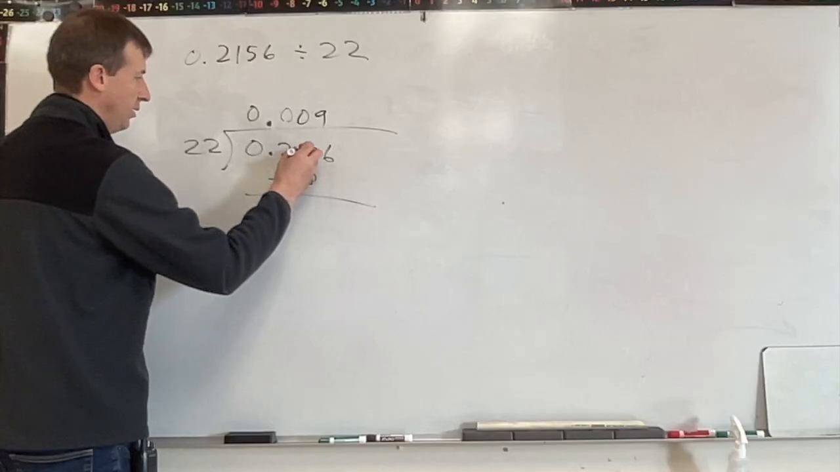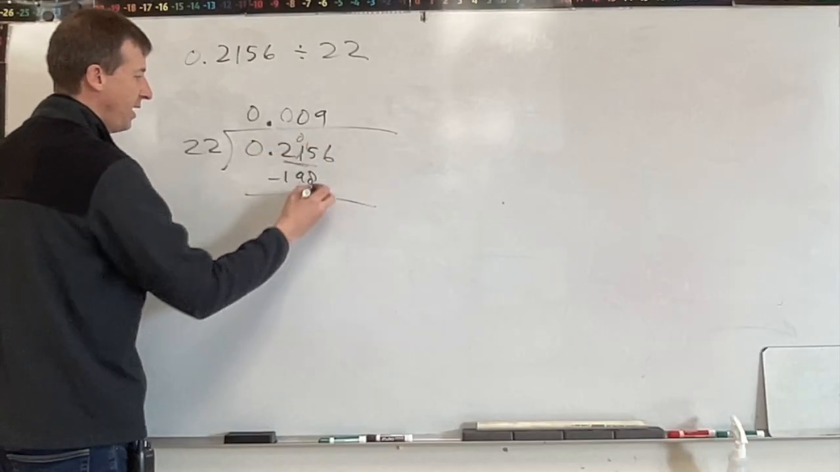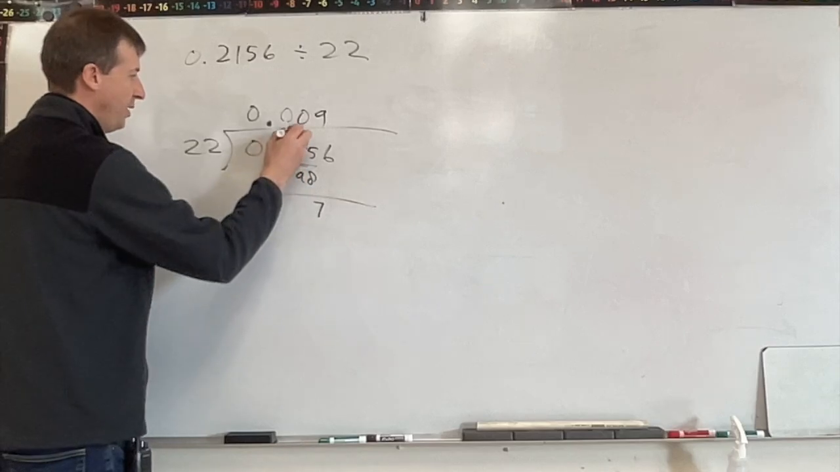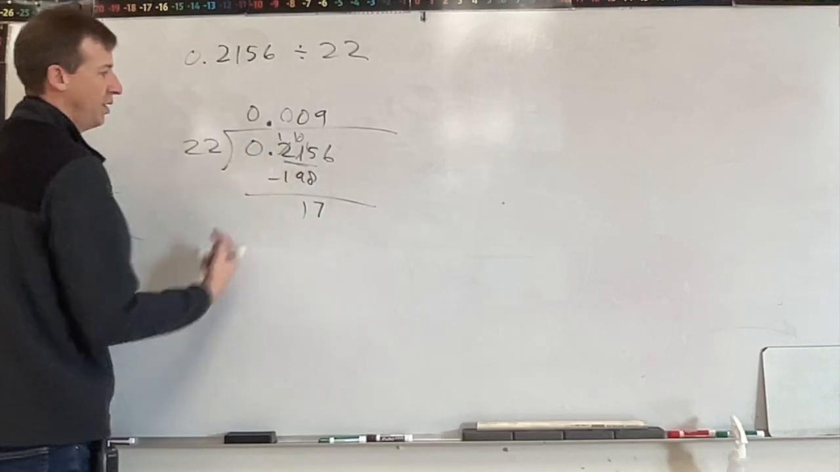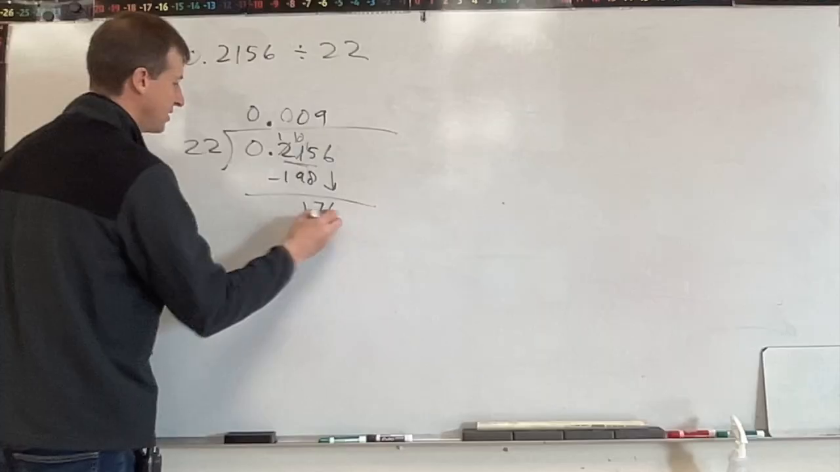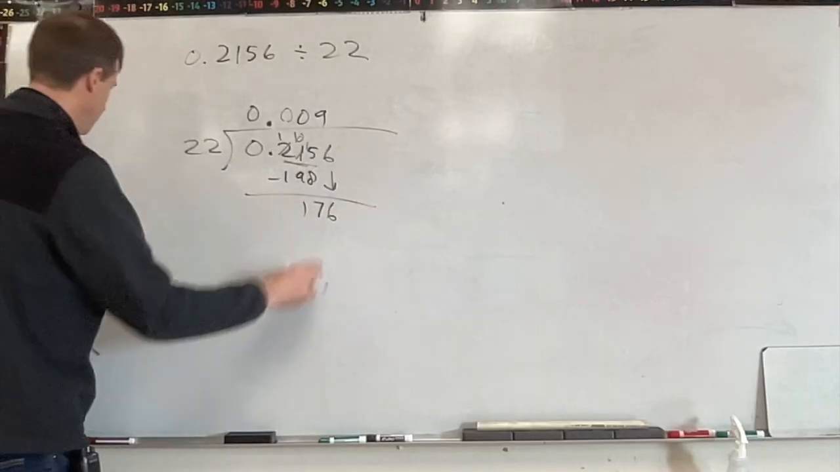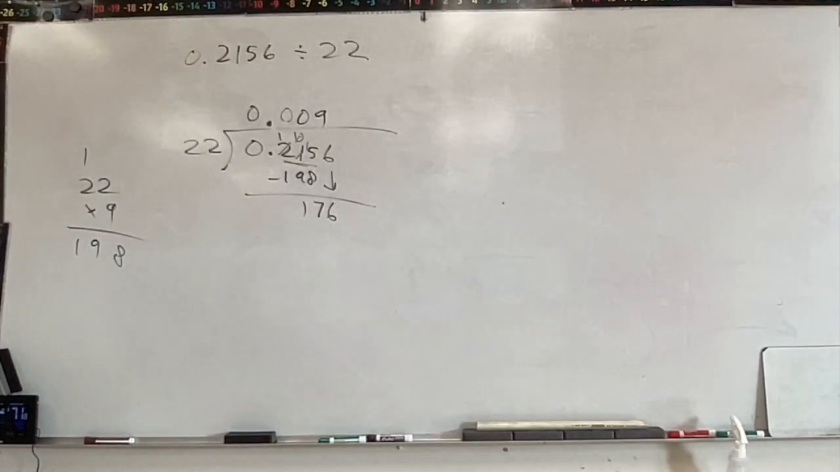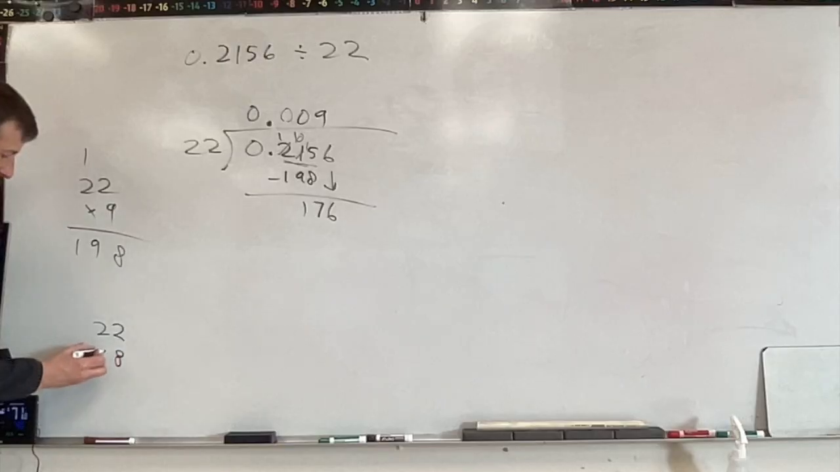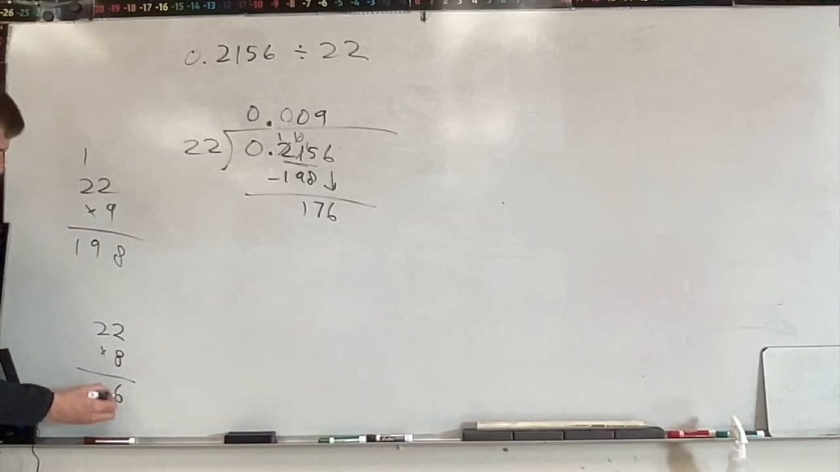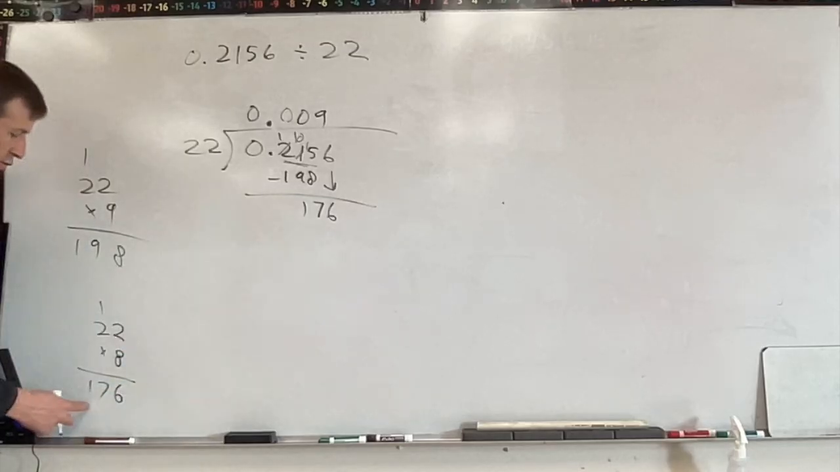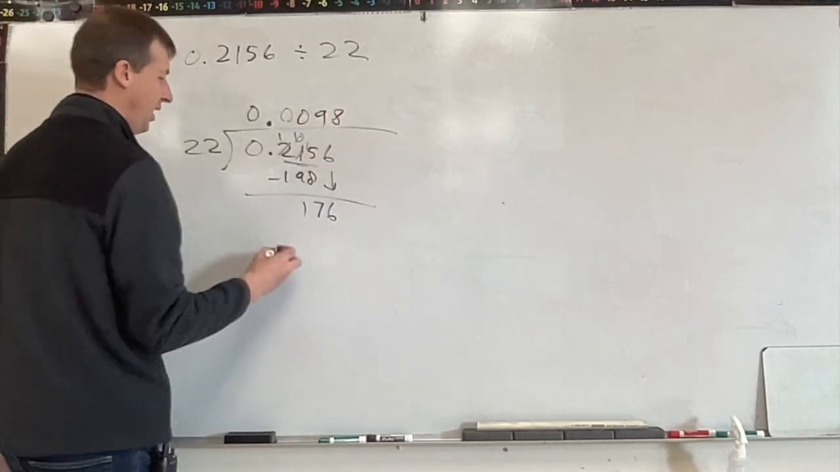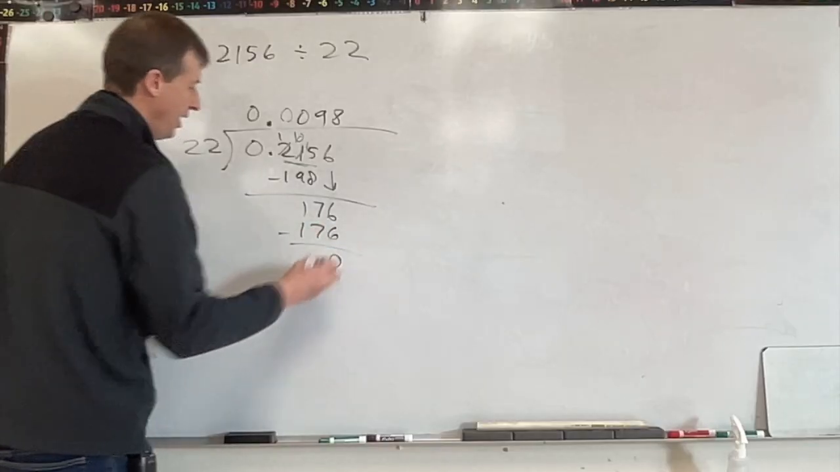15, borrow from this. 15 minus 8 is 7. We got to borrow from this one. 10 minus 9 is 1, and 1 minus 1 is 0. We bring down this 6. How many times is 22 going into 176? I'm not sure. It's probably 22 less than this, so I'm going to guess 8 times. 22 times 8. 8 times 2 is 16, carry the 1. 8 times 2 is 16 plus 1 is 17. Look at that, my numbers work out. It goes in there 8 times, minus 176 is 0.